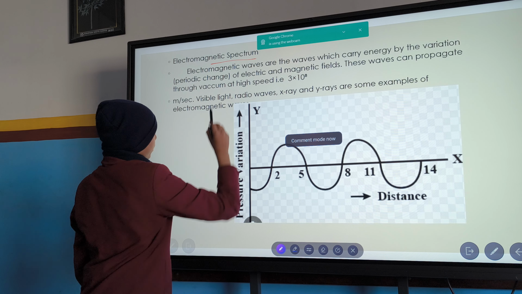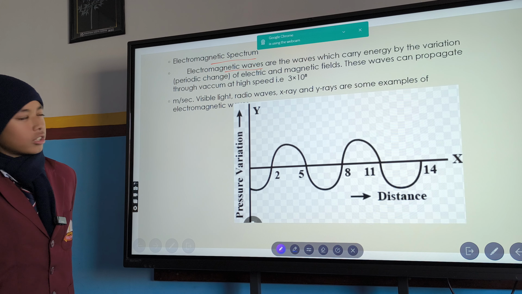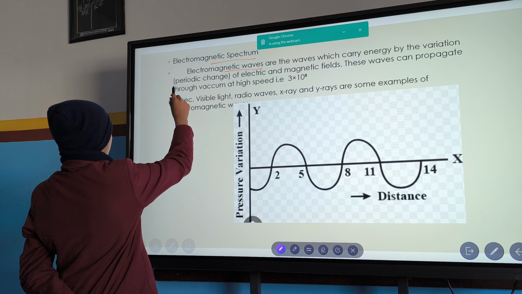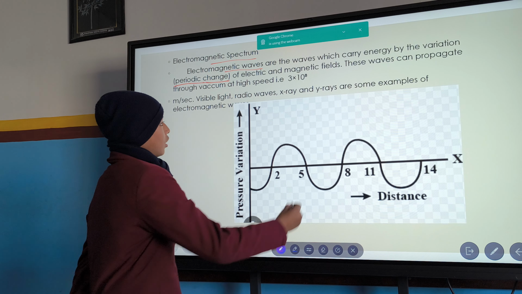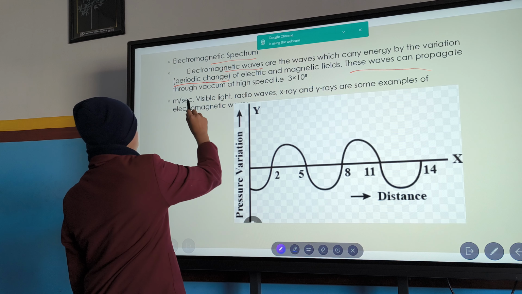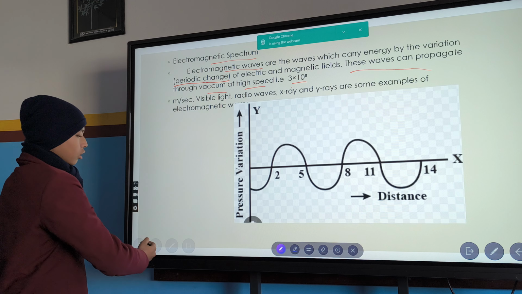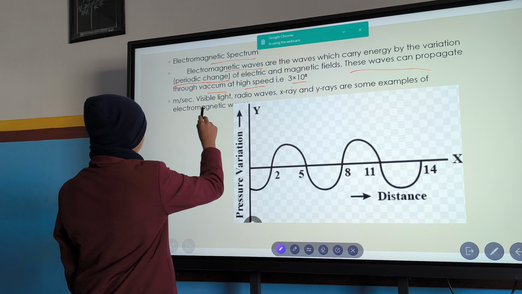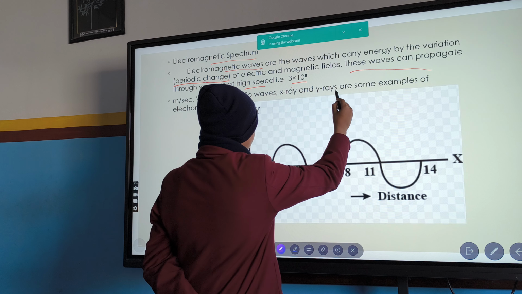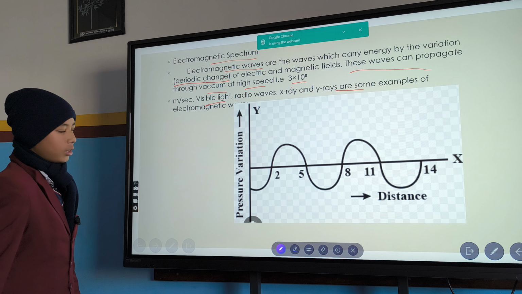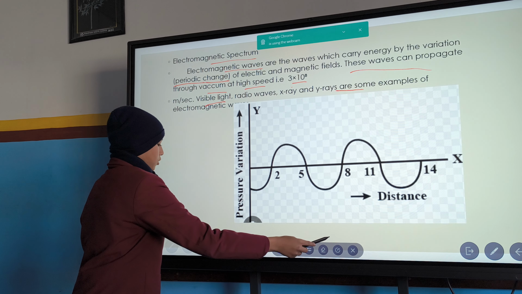Electromagnetic spectrum. Electromagnetic waves are the waves which carry energy by the periodic change of electric and magnetic fields. These waves can be propagated through vacuum at a high speed of 3 × 10^8 meters per second. Visible light, radio waves, X-rays and gamma rays are some examples of electromagnetic waves, and this is a figure of the electromagnetic spectrum.